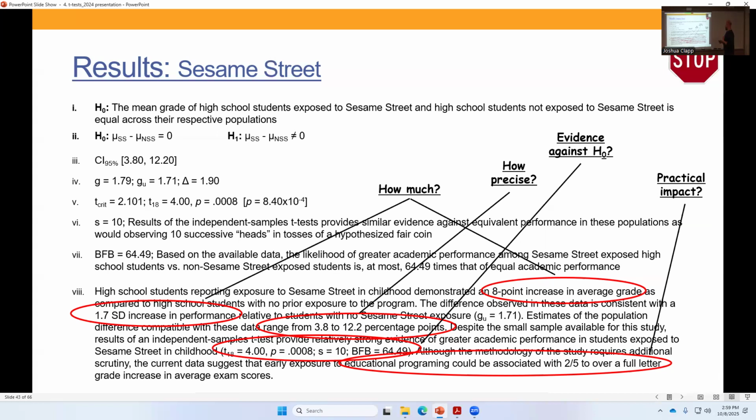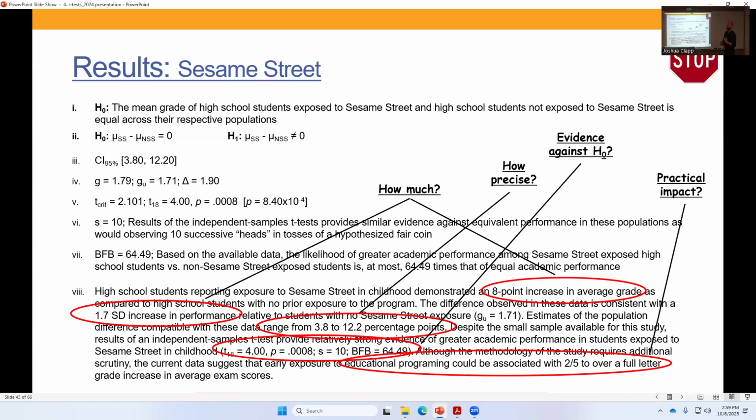So again, in your interpretation, you want to make sure that you're getting all these elements together, right? Talking about magnitude, precision, evidence against the null, and practical effects. This is all way better, more interesting and informative than just saying, yeah, we found a significant difference across groups. That's sad, it makes me bored, right? It doesn't actually say anything about what we've done, okay?